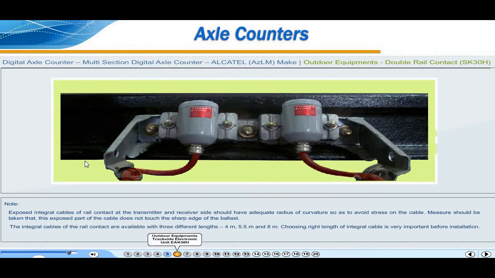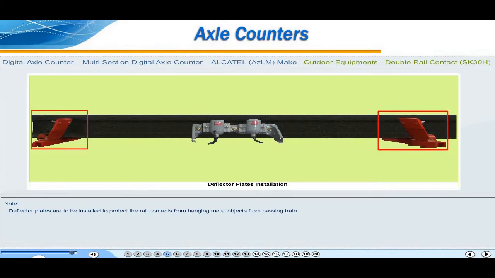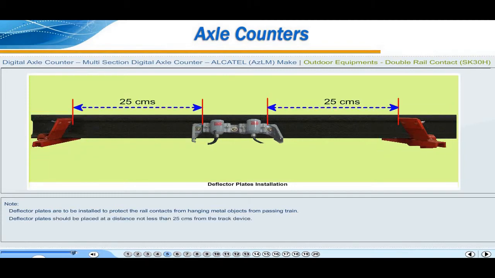The integral cables of the rail contact are available with 3 different lengths: 4 meters, 5.5 meters and 8 meters. Choosing the right length of integral cable is very important before installation. The cable should not be shortened. Deflector plates are to be installed to protect the rail contacts from hanging metal objects from passing train. Deflector plates should be placed at a distance not less than 25 centimeters from the track device.